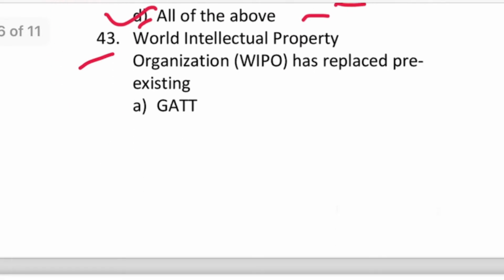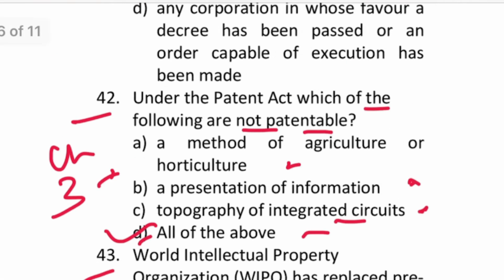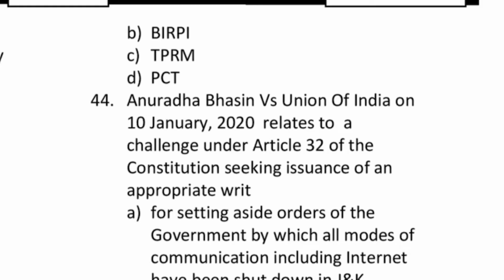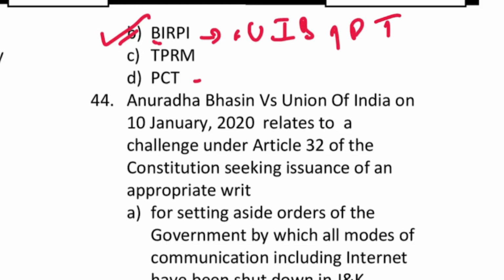Next 43. WIPO has replaced pre-existing GATT और BIRPI और TPRM या फिर PCT. BIRPI. B is the answer. This was a French term, Bureau International. अगर उसको हम इसमें करेंगे तो यूनाइटेड इंटरनेशनल ब्यूरो ऑफ प्रोटेक्शन ऑफ इंटेलेक्चुअल प्रॉपर्टीज.